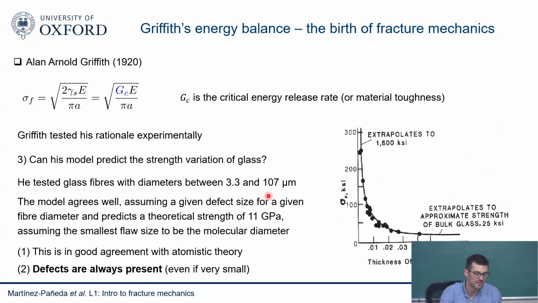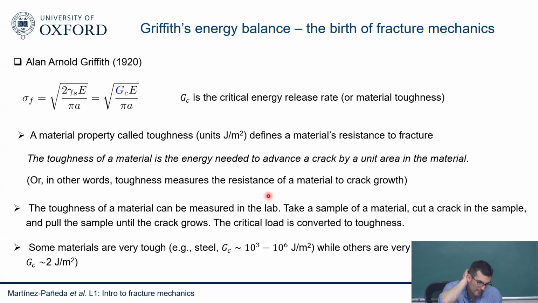And I guess the idea is that his approach is in good agreement with atomistic theory, and the defects are always present, even if small. So at the end of the day, the summary is that you have a material property called toughness, in units of joules per square meter, that defines a material's resistance to fracture. The toughness of a material is the energy needed to advance a crack by a unit area in the material. So the toughness measures the resistance of the material to crack growth.